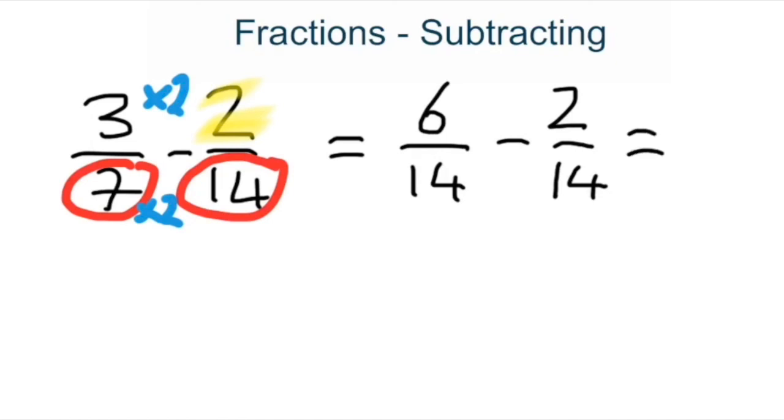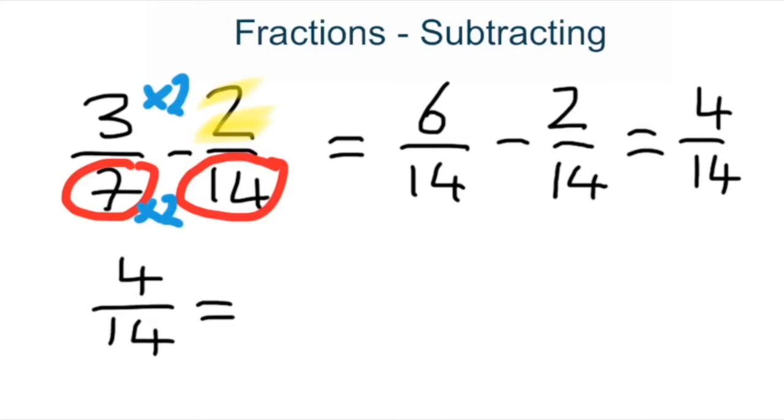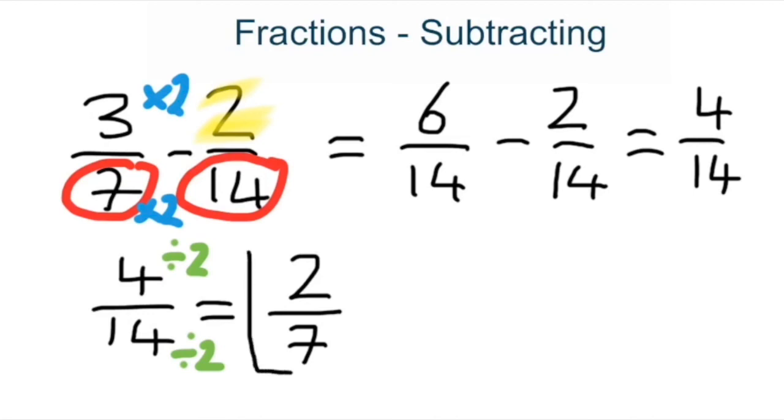Now this will give us an answer of 4 over 14, but we can see that 4 over 14 can be simplified as both of those can be divided by 2. And the only time you can simplify is if both the numerator and the denominator can be divided by 2, or any other number. So 4 divided by 2 is 2, 14 divided by 2 is 7, and we can't simplify any further than that because 2 and 7 can't be divided by any other number.